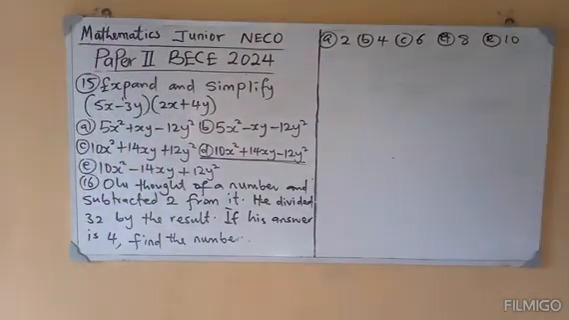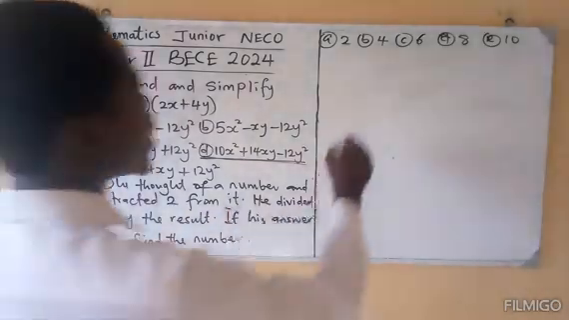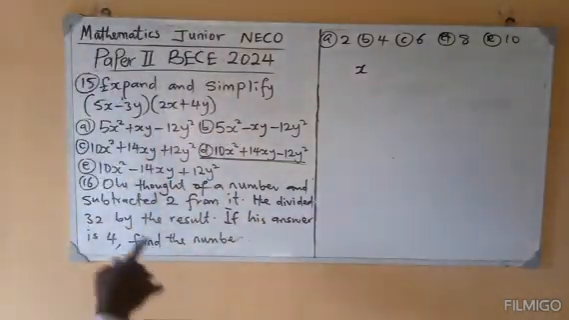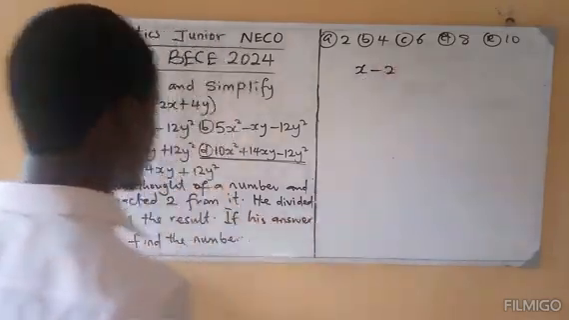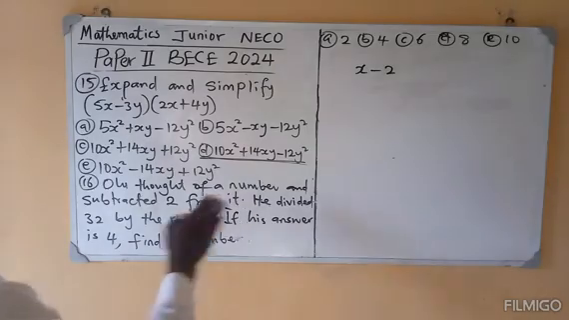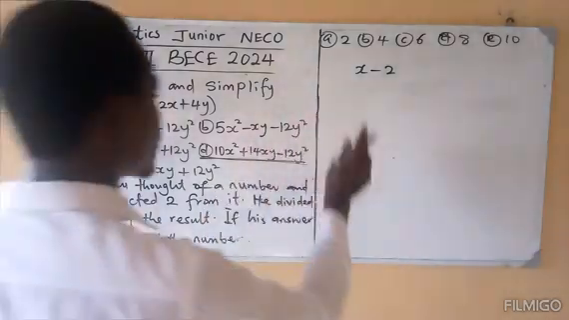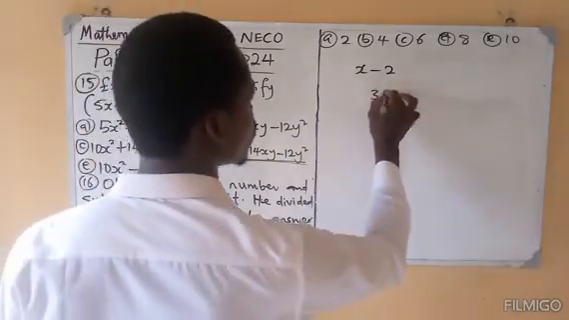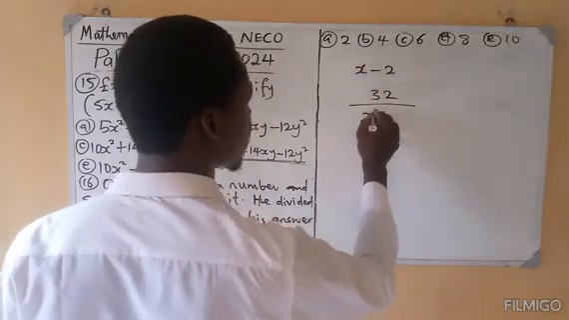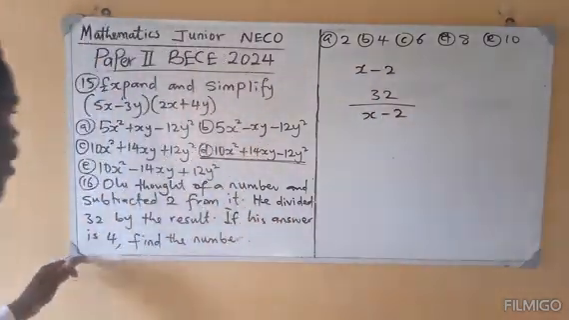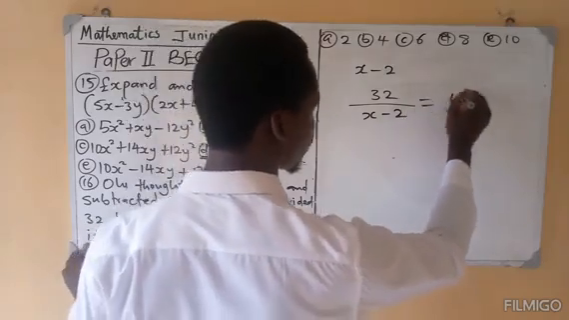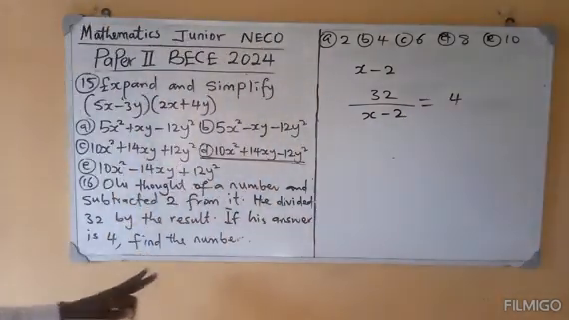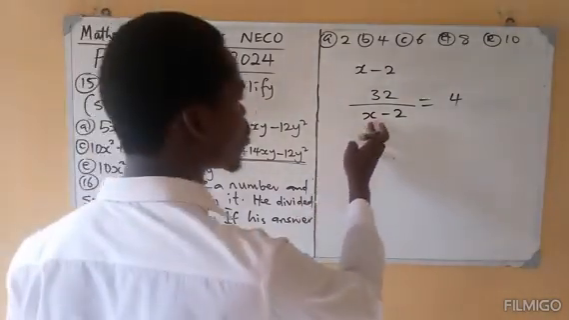Okay, so this is a word problem. To interpret the question, it says Olu thought of a number, let the number be x, and subtracted 2 from it. Subtracting 2 from it. Now, it says he divides 32 by the result. So 32 was divided by the result of x minus 2. And if his answer is 4, that is the whole of this, the answer is 4. Now we are asked to find the number he thought of, which is x.